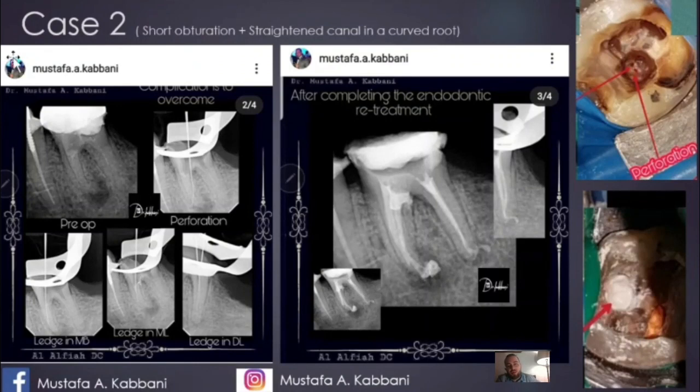All right, now let's go to the second case. The second case is related to a lady who was about 45 years old. She came to the clinic with mild swelling in the buccal mucosa and extreme pain. She was not able to bite on this tooth. I did the percussion test and it was very tender.